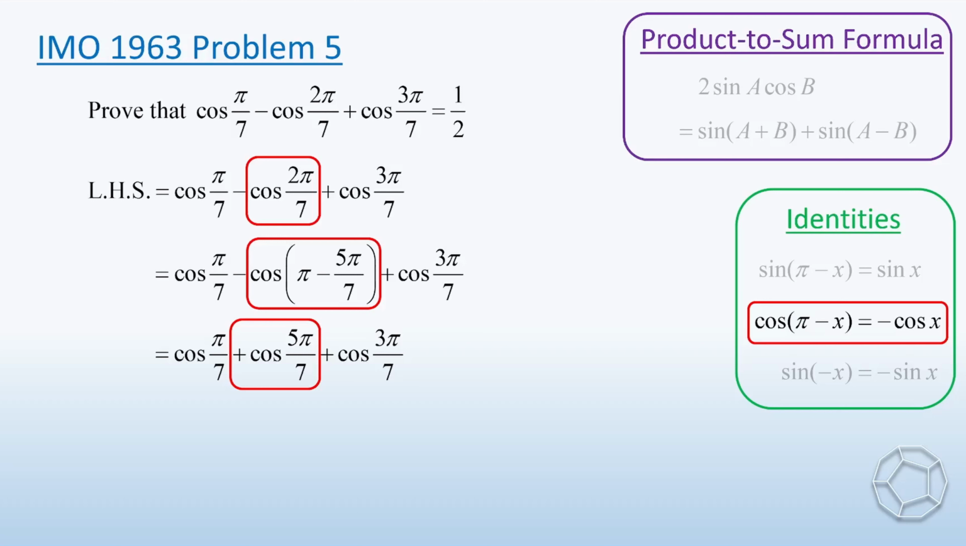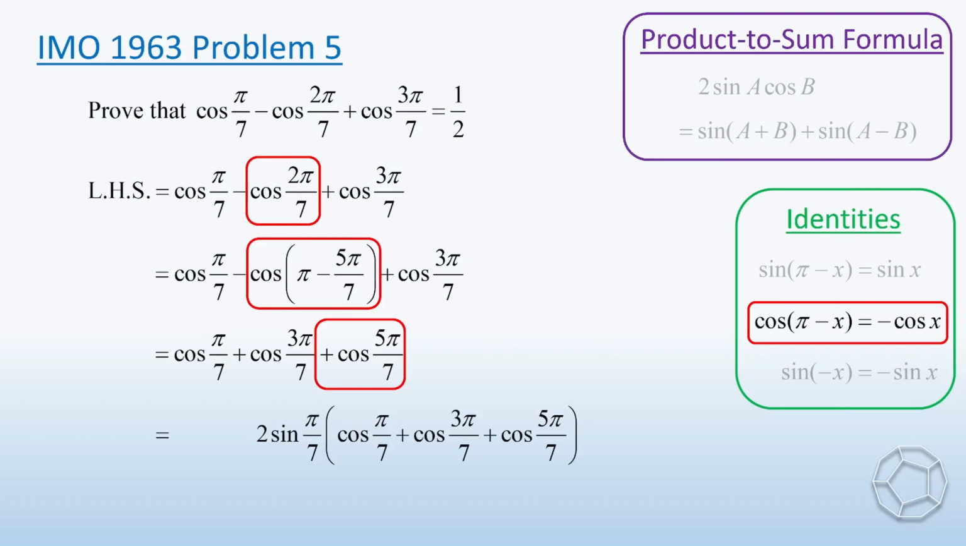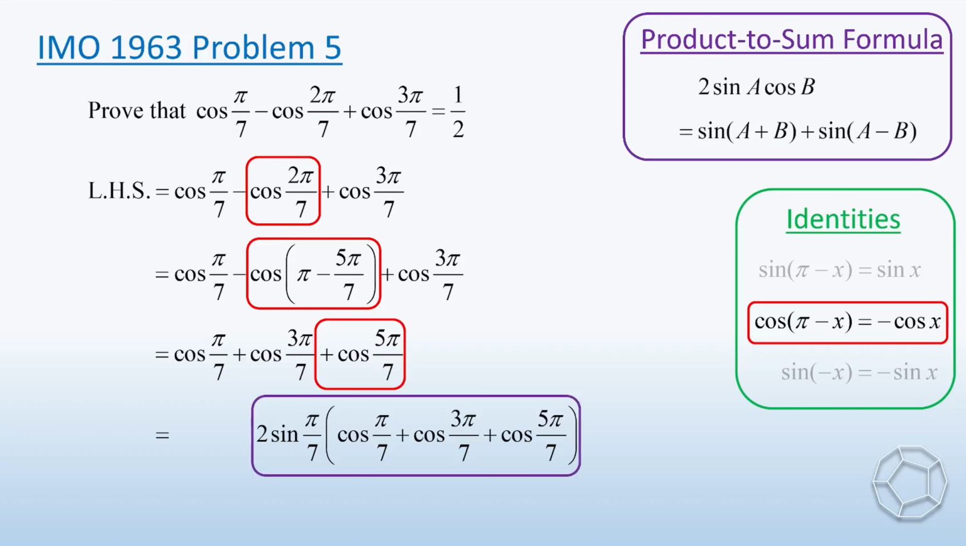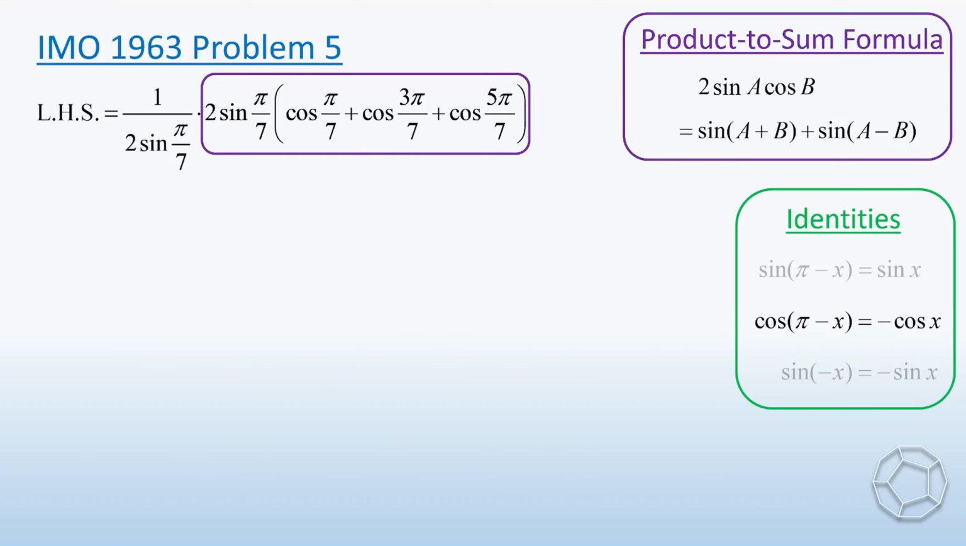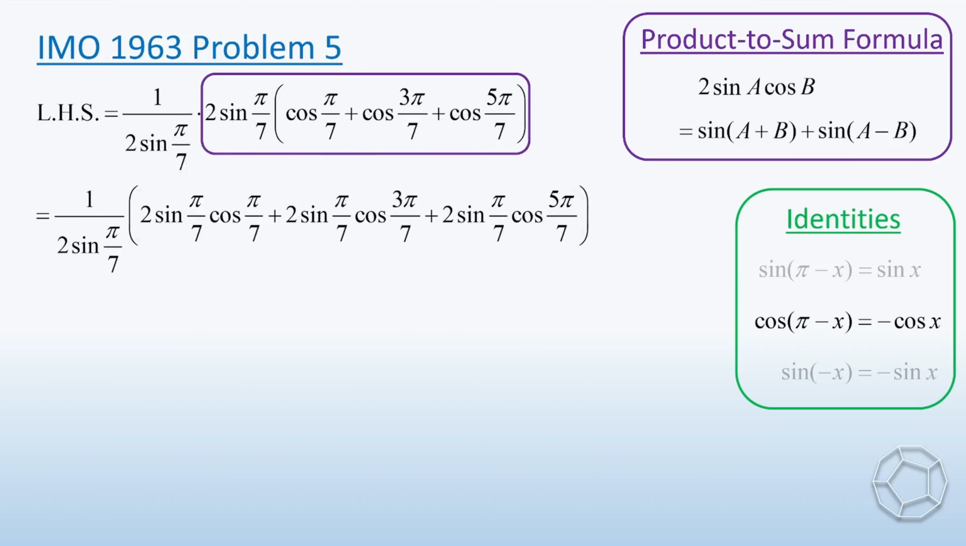Arrange the angles in the order 1, 3, and 5 pi over 7. Then multiply everything by 2 sine pi over 7. The reason is that we can apply the product to sum formula for 2 sine A cosine B. Don't forget to also divide by this term to keep the value unchanged. Now, we expand the bracket to get three products of sine and cosine.